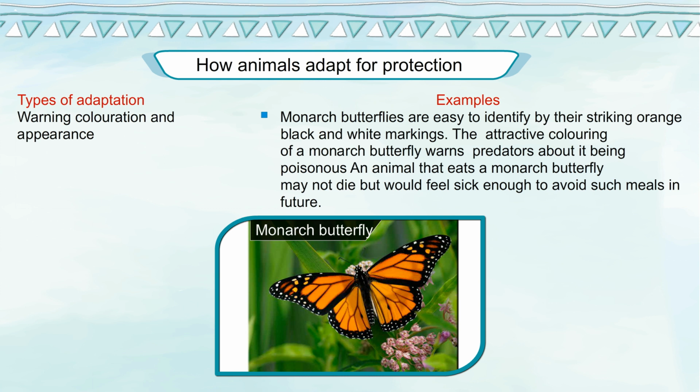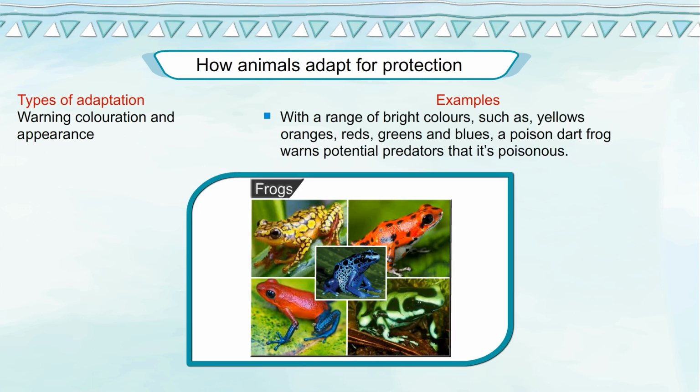Monarch butterflies are easy to identify by their striking orange, black and white markings. The attractive coloring of a monarch butterfly warns predators about it being poisonous. An animal that eats a monarch butterfly may not die but would feel sick enough to avoid such meals in future. With a range of bright colors such as yellows, oranges, reds, greens and blues, a poison dart frog warns potential predators that it's poisonous.